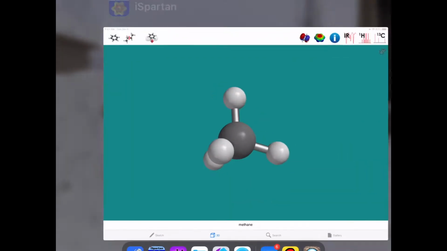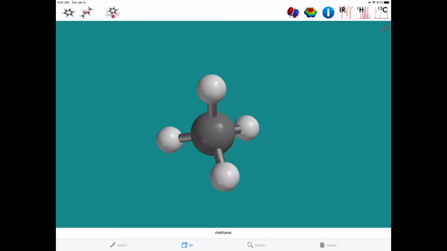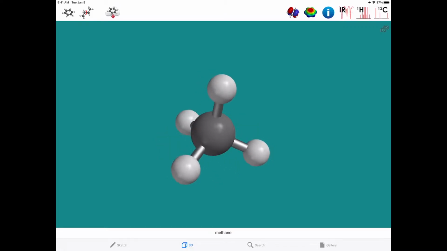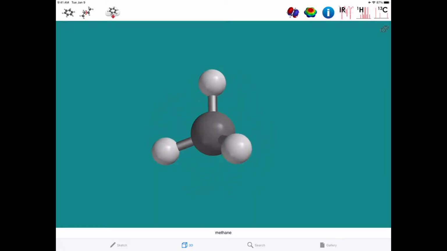And this is an image of what that tetrahedral structure looks like. If we line it up like that, you can sort of see what we're trying to communicate. Okay?